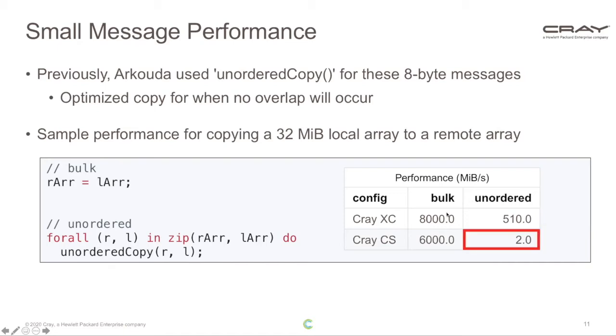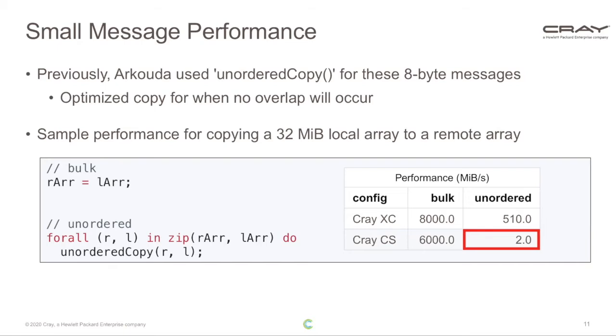And the real problem here is the unordered performance on the CS. So here we see we're around 2 megabytes per second. So significantly less than the bulk transfer rate, and is 250 times slower than the XC unordered rate. And this was really the core of why sorting performance was bad when we started 6 months ago. And so what we see here is that we can't get away with doing these small 8-byte messages. We need to send larger messages, but we don't want to significantly change our implementation. So what we settled on was doing small message aggregation.